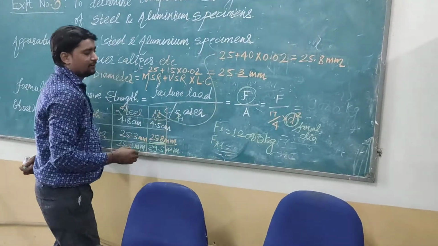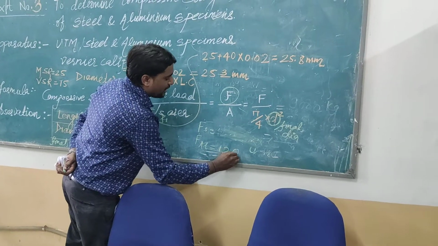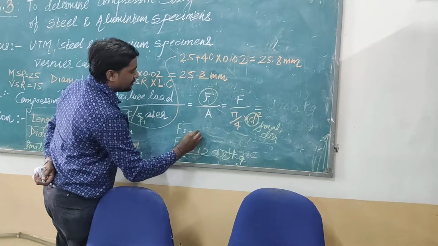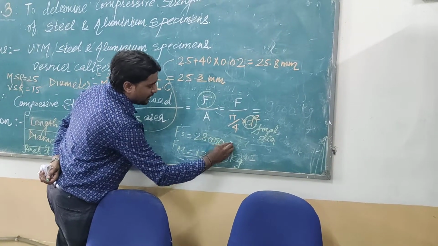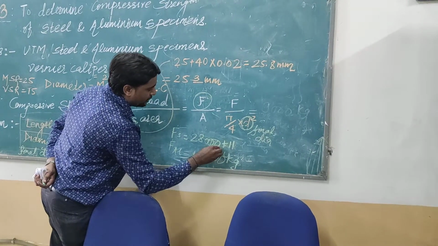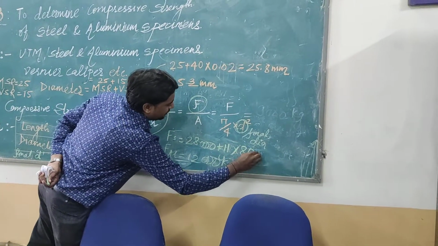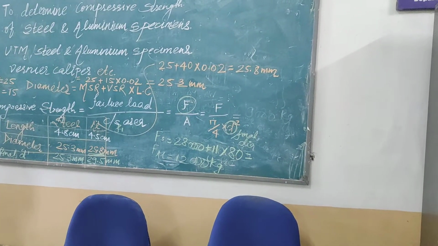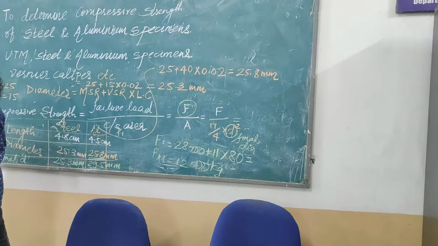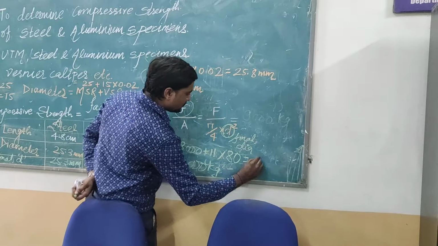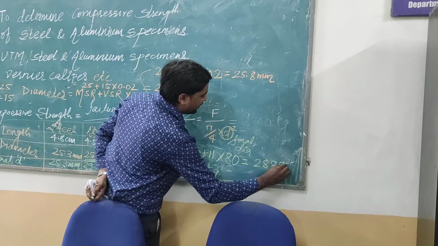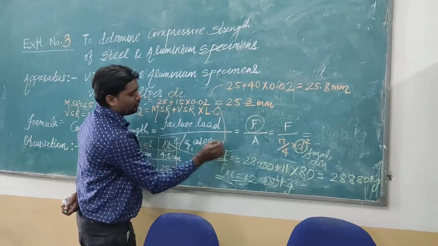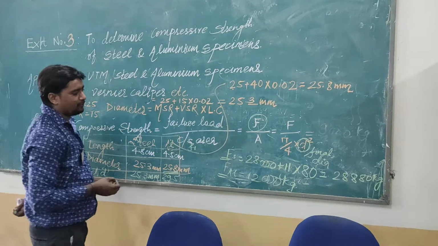And in case of steel, 12,000 kg for aluminum material, and for steel material it is 28,000 plus 11 divisions we have counted already, multiplied by, let's count, 80. So the final figure is 28,880 kg load, that is the failure load. Failure load for steel material, failure load for aluminum material.